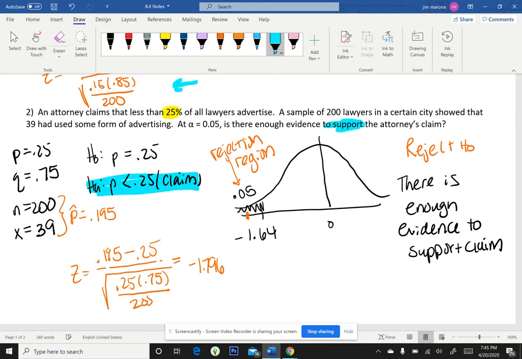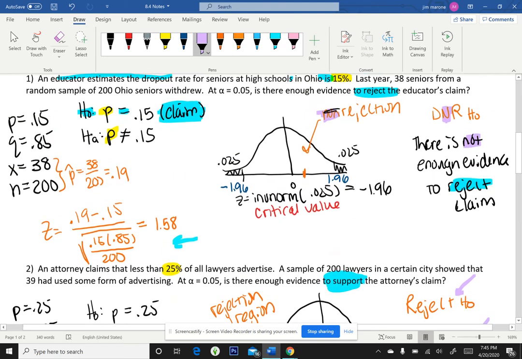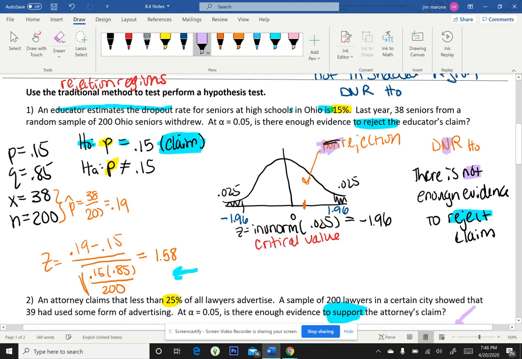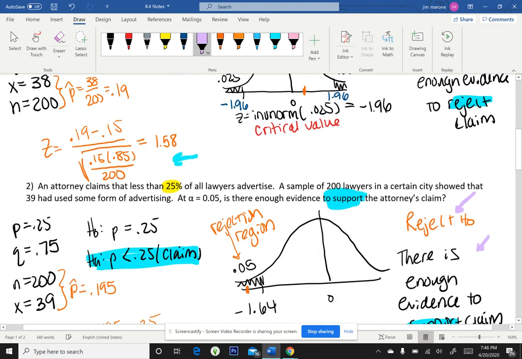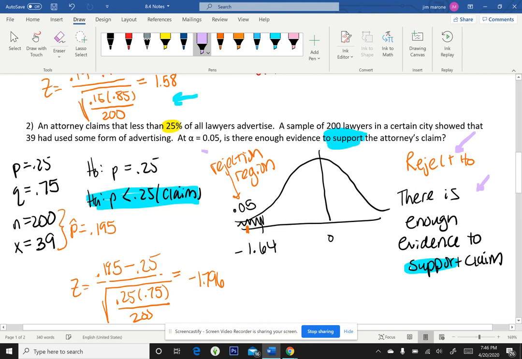And again, we can always go back to this sentence. It says support, so we need to have the word support in it. This does not have the word not in it. Unlike the one before, where this has the word non-rejection, do not reject, not enough evidence. Rejection region, reject the null hypothesis, and then there's no not. So that's how to do hypothesis testing with rejection regions, or the traditional method, whichever way you want to describe it.